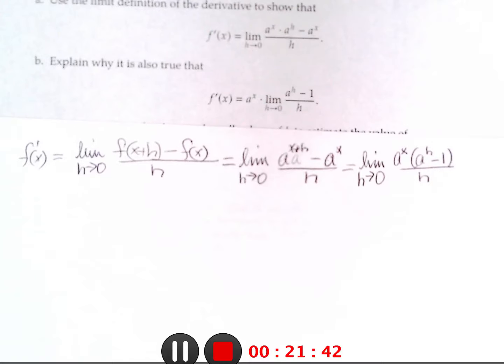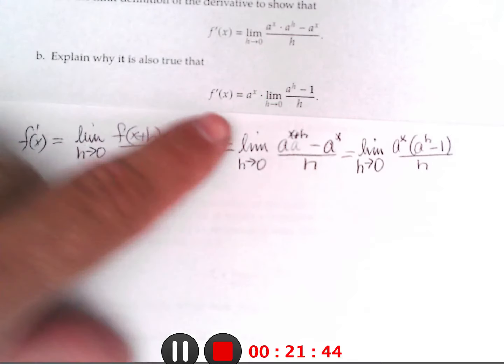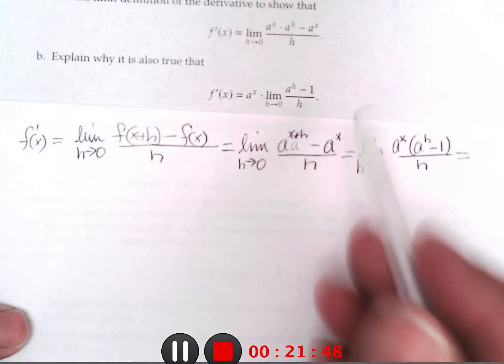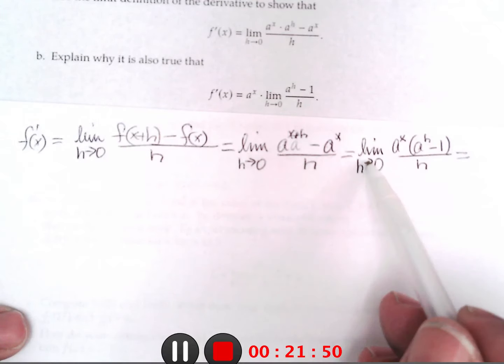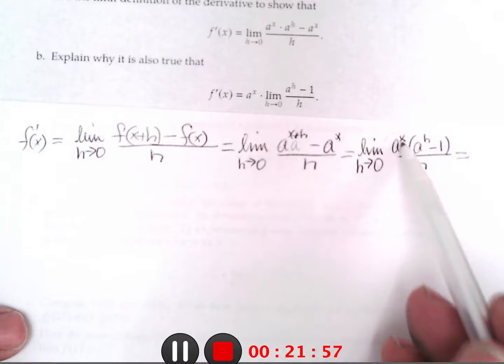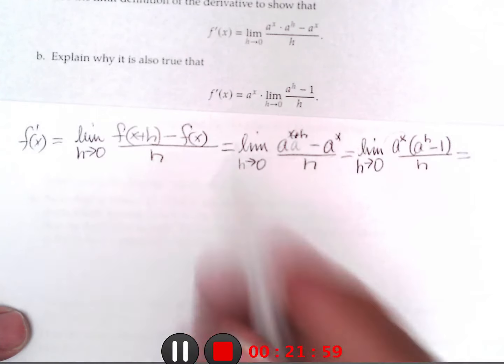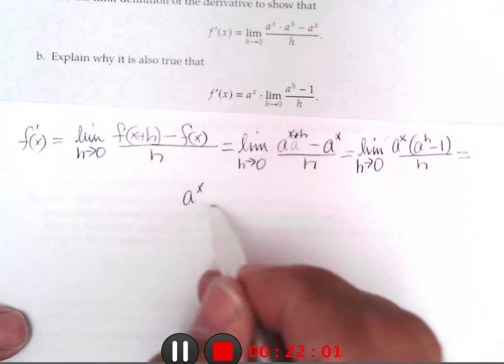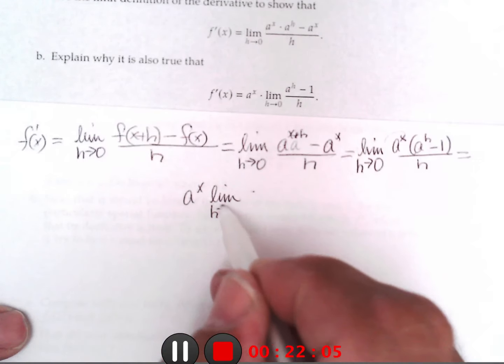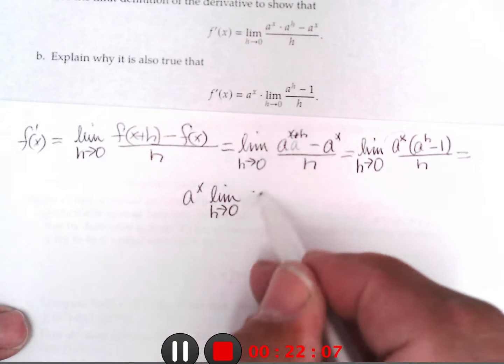Explain why then we can do this. Well, the limit is looking at anything that's varying with h. This changes with h, this changes with h, this doesn't. So we can pull that out. And so it's a to the x times the limit as h approaches 0 of a to the h minus 1 over h. Okay?